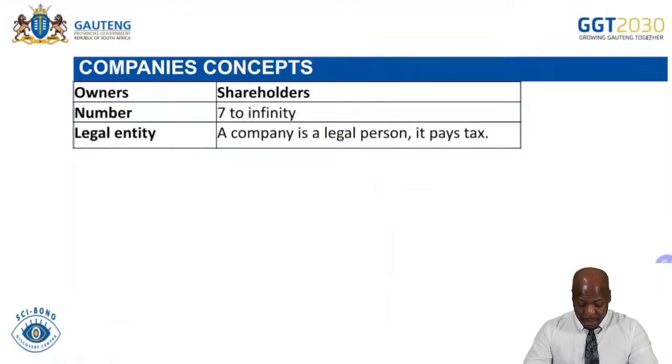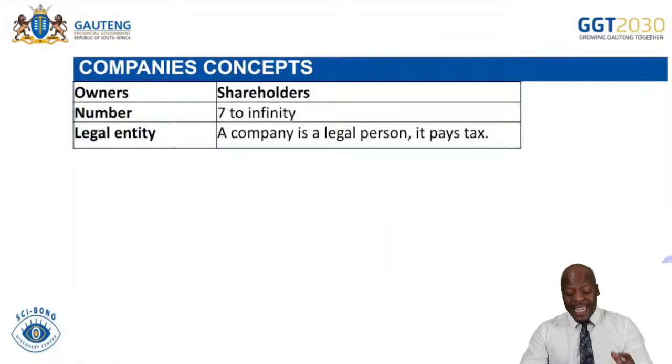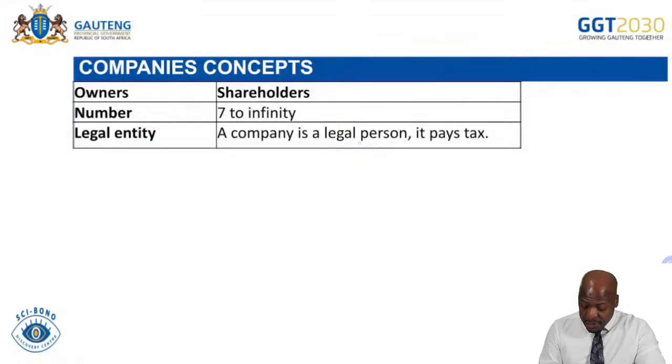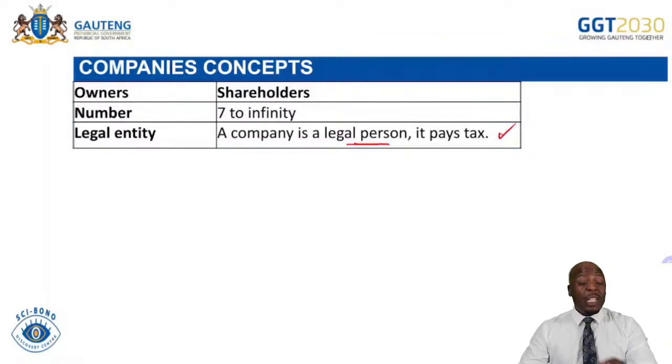Okay. And then in terms of legal entity, when we talk about legal entity, we're talking about the legal persona. All right. So in our companies, a company is a legal person. A company is a legal person as it pays tax. So it is very important as we are doing companies that you remember that a company is a legal person. It is a legal persona. Therefore, it also pays tax.